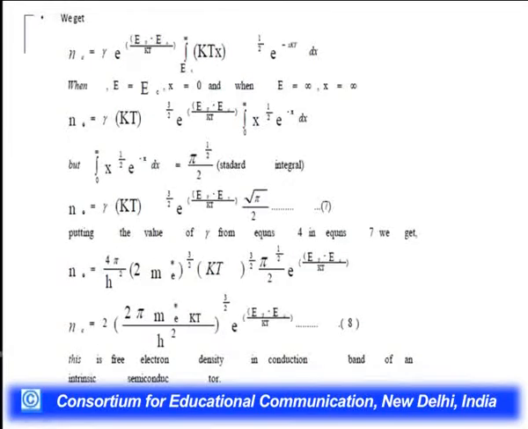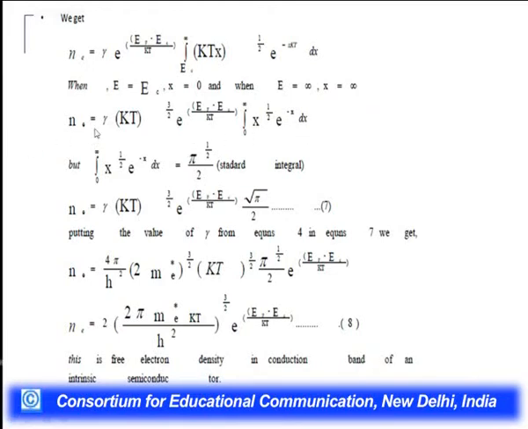Then we have N(E) equal to gamma e to the power (EF minus EC) divided by KT, the integral from EC to infinity of (KT X) to the power 1 by 2 times e to the power minus X, KT dX. If the energy is equal to the energy of the conduction band, X is equal to 0, and when the energy goes to infinity, X is equal to infinity. Then we can solve this equation in this manner.